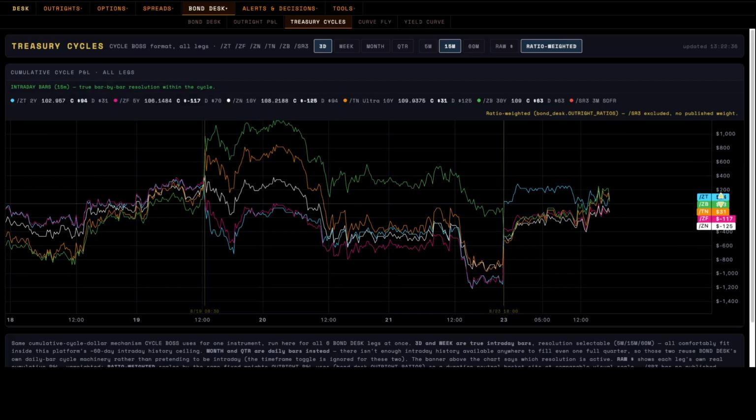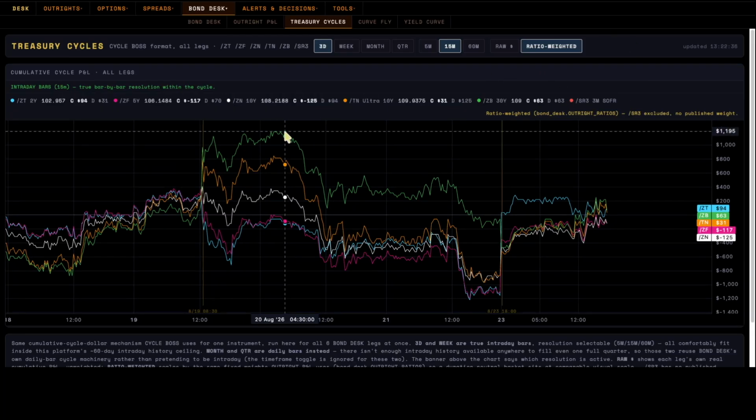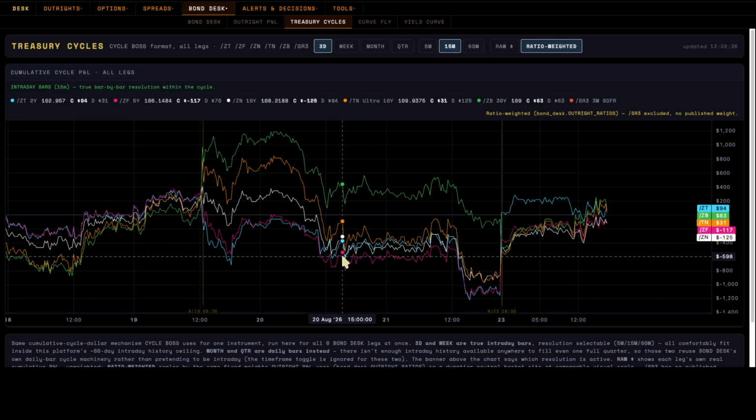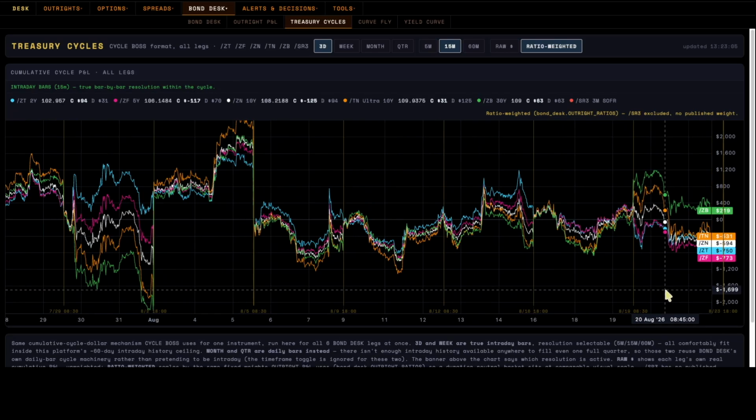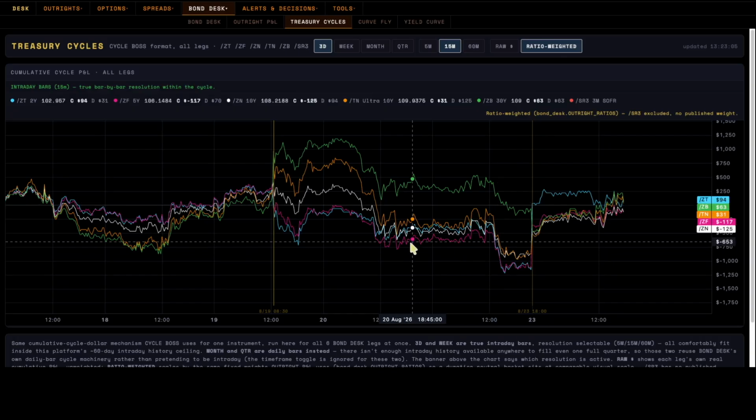So the ZT is the most expensive today, all right, and the ZN is the cheapest. Now, if you look over here, this was from the 20th. Remember, we shorted the ZB. This is on a ratio weighted basis, so this is more accurate. All right, so you can see over here, we shorted the ZB and we went long the... oh man, sorry about that, guys. Everything just updated, so it's funky.